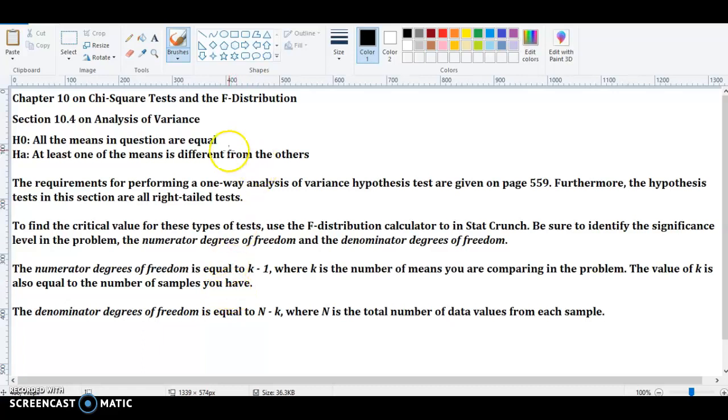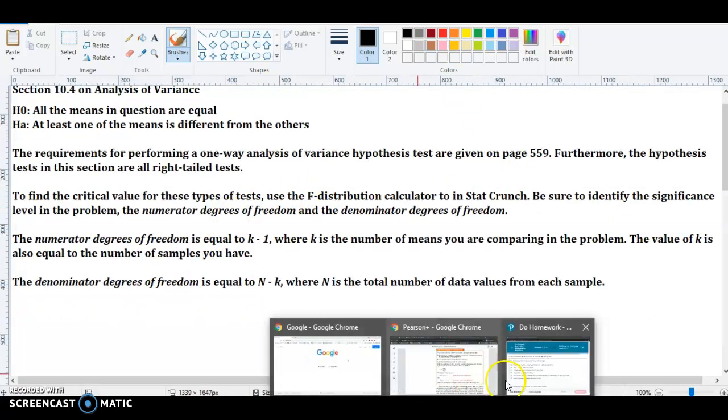If you're comparing three means, then you will have three samples. If you're comparing 5 means, you will have 5 samples. So the numerator degrees of freedom is the number of means that you have minus 1. The denominator degrees of freedom is equal to capital N minus k, where capital N is the total number of data values from each sample. This will all make more sense when we do an example.